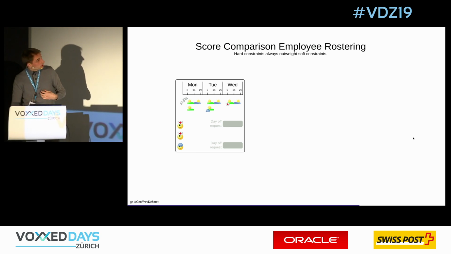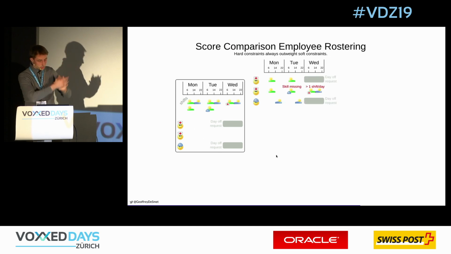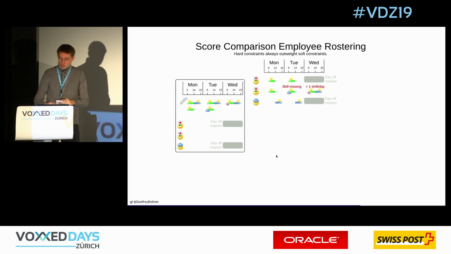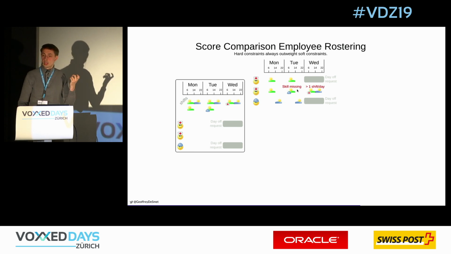So here we have a problem. Again, those 8 shifts, 2 day off requests, 3 employees. This is the first solution, right? In the first solution, you can see we've assigned the first nurse 2 morning shifts and the engineer 2 afternoon shifts. You can also see we've taken this morning shift, which requires an engineer, and we gave it to the nurse. That's not good, right? So we have a skill missing constraint. That's a hard constraint. It's red.